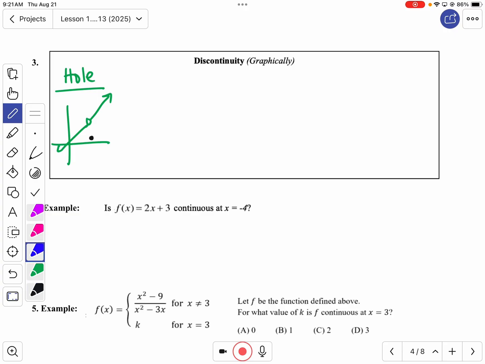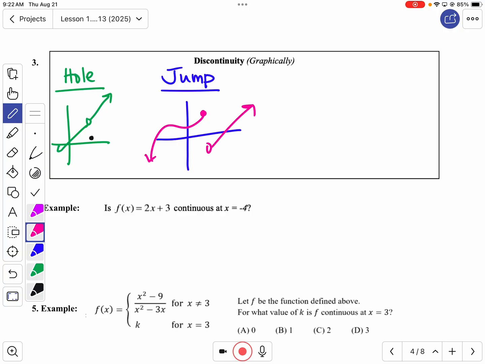The next type that we have is a jump. In a jump discontinuity, my graph's going to do something fun, and then it's going to jump somewhere else and do something fun.